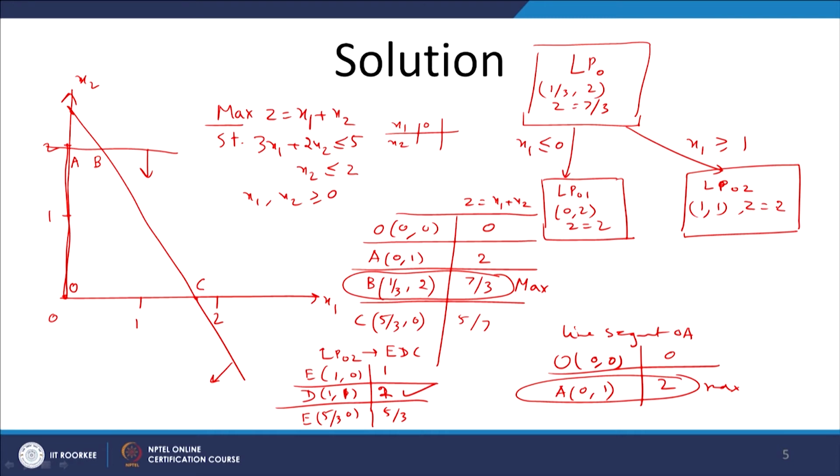So, therefore, what do we conclude? We conclude that all the nodes, that is LP01 and LP02, have obtained integer solutions, and therefore, we can conclude that the problem has been solved. So, we find that both these solutions are giving us the objective function value as 2. So, therefore, it means that the solution is at both these 2 points.